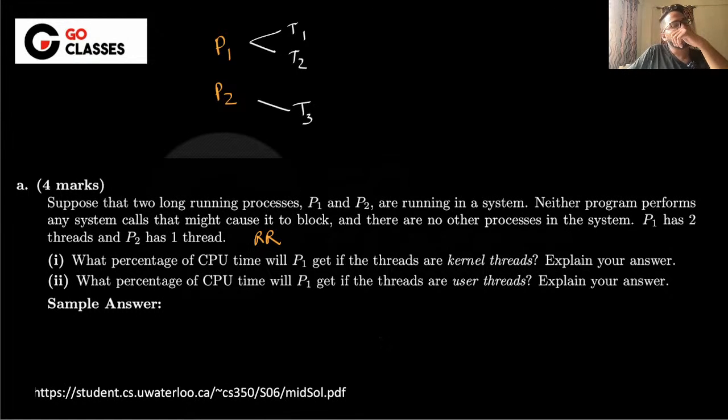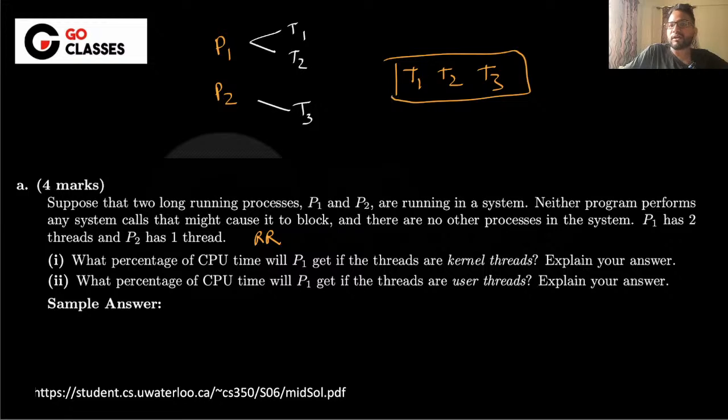So what do you think? For kernel level threads, T1 is a different process, T2 is a different process, T3 is a different process. So the kernel will give two times more time to P1 than to P2, which means T1 will run, then T2 will run, then T3 will run. Basically, for the kernel, these three are different processes, so it will give an equal amount of time to these threads if it is kernel level.